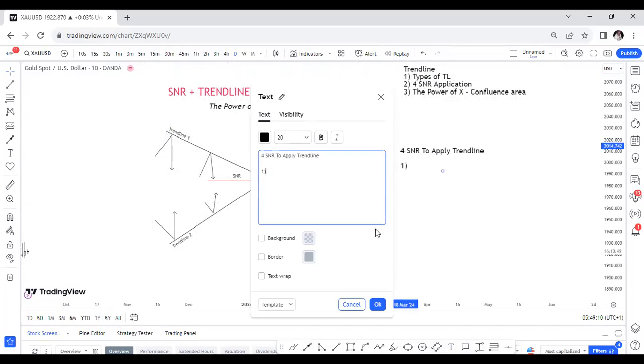Then we have the first one, the classical SNR. We have the second one, the breakout SNR. Then we have the third one, head and shoulder SNR, which we also call the QML. Then we have the fourth, which is not all that popular, the failed or broken head and shoulder pattern. But we'll focus on the first three SNRs.